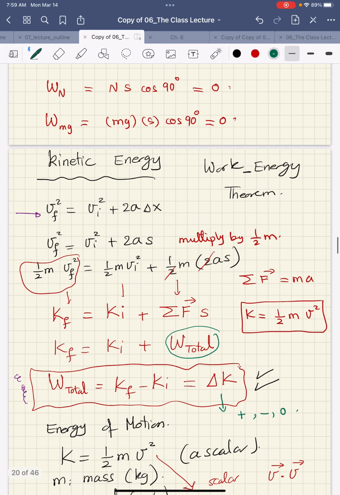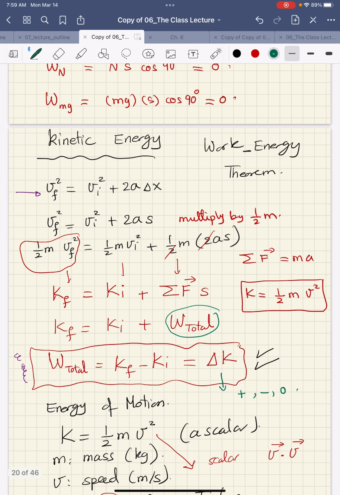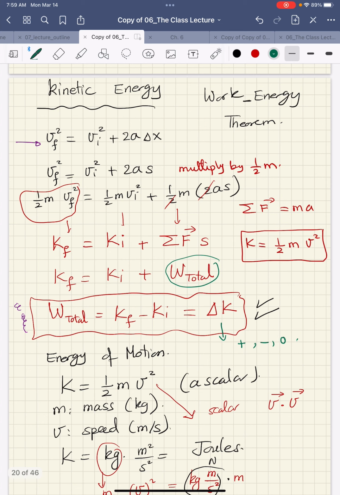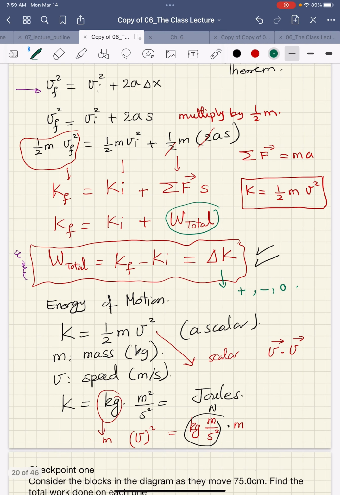This term here, which we call kinetic energy, is the energy of motion. It is a scalar. It equals 1/2 mass times v squared, and mass should be in kilograms. V is the speed, since it's a scalar, v dot v. And of course, it has units of joules, or kilograms meters squared per second squared.